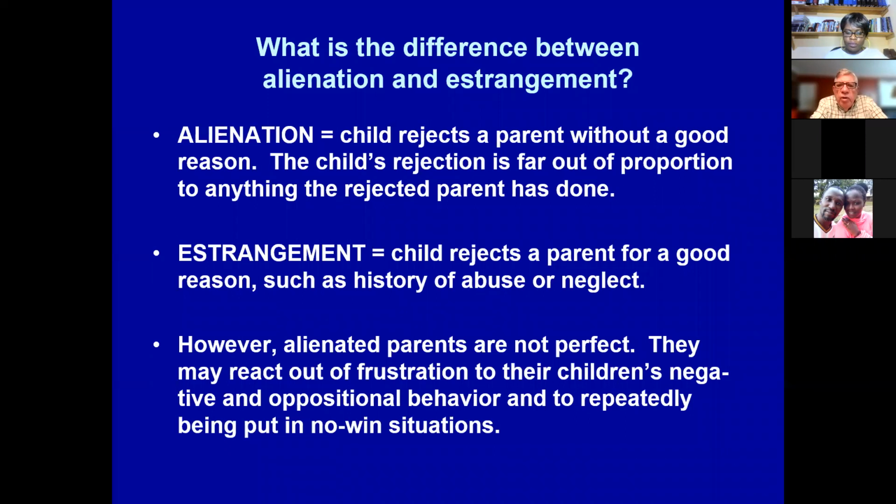When we say estrangement, the child rejects a parent and it's for a good reason. And I mentioned earlier that if there's a history of abuse or neglect, well, that's not parental alienation. So these words, if you look in the dictionary, it says these words mean the same thing. But in this field of study of parental alienation, these words have been adopted to mean 2 different things. And in the literature and the articles, almost everybody now means alienation is without a good reason and estrangement is with a good reason.